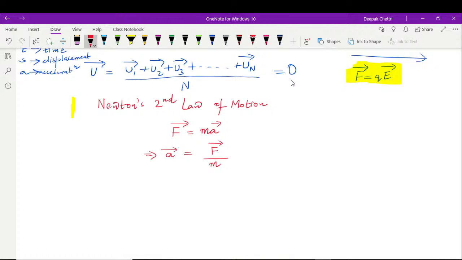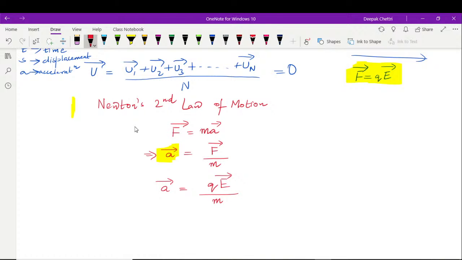Okay, so that is the acceleration. This will be the acceleration that the electron will be subjected to. Now let me put the values. So now a will be equal to F, like I said, is QE divided by m, right? This is the acceleration.